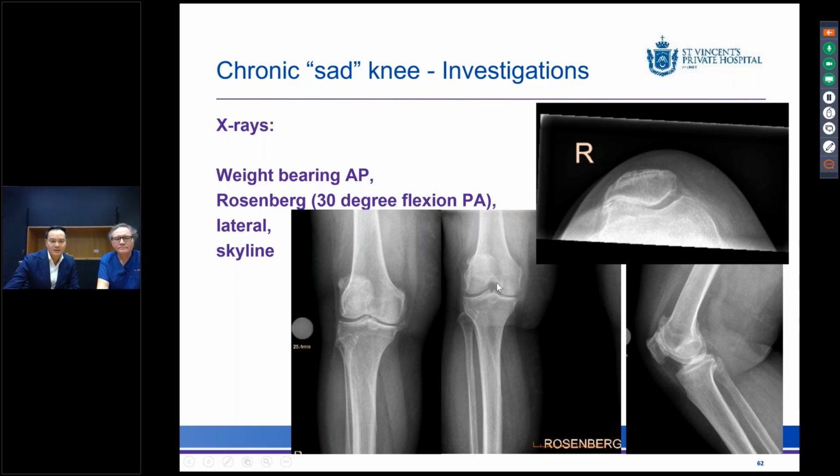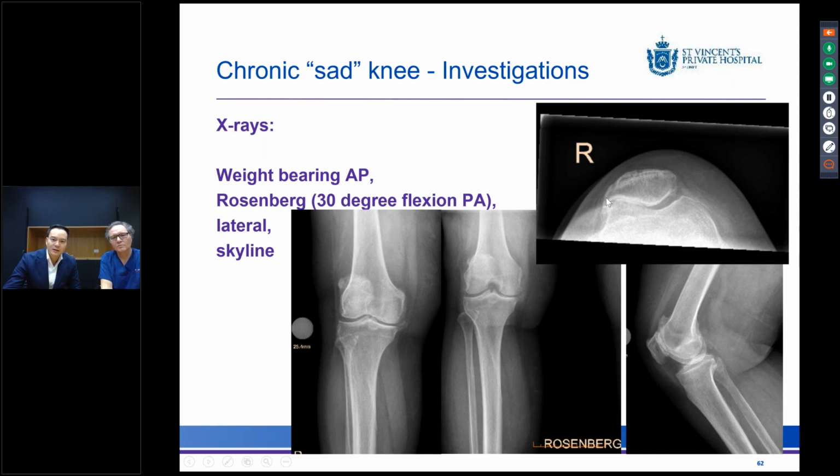That reflects the 30-degree flexion PA, and it can show the arthritic changes more on the flexion surface of the knee, where there can be more loss of joint space. Particularly in a valgus knee, the arthritis may not be that significant on the standard AP view, but on the Rosenberg view it can be a lot more striking.